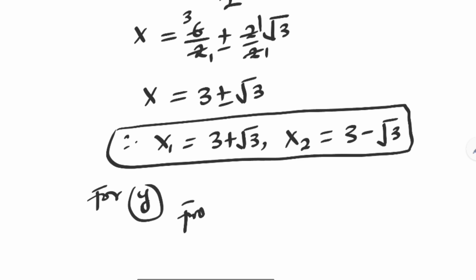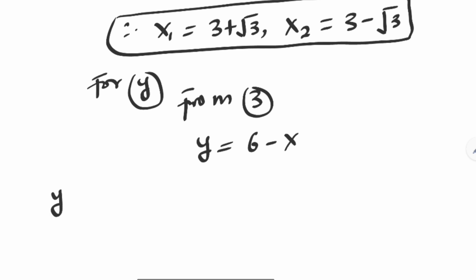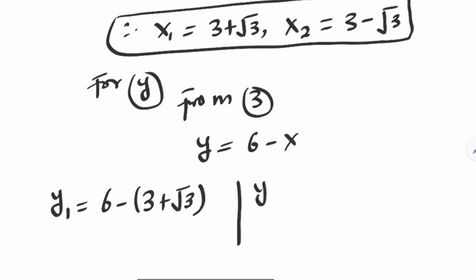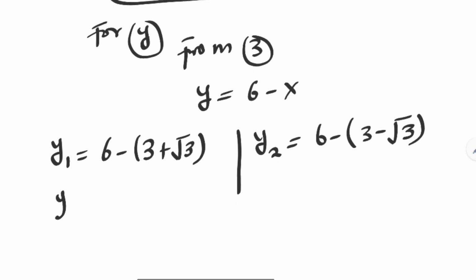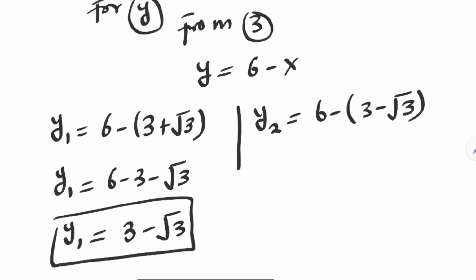now from equation 3, y is equal to 6 minus x. y1 is equal to 6 minus x1, which is 3 plus root 3, and y2 is equal to 6 minus x2, which is 3 minus root 3. y1 is equal to 6 minus 3 minus root 3. y1 is equal to 6 minus 3, this is 3 minus root 3. This is the value of y1.